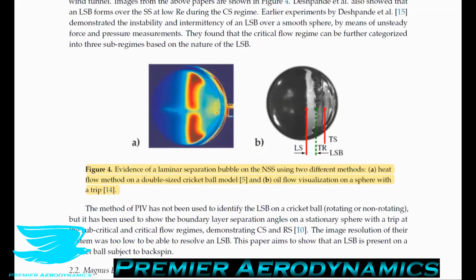And one point of contention that they had for cricket ball aerodynamics was whether a laminar separation bubble actually occurs on a cricket ball. To figure this out, some researchers looked into a couple of different methods. They looked at the heat flow method, which is where you look at the heating of the ball, and also oil flow visualization. Both of those are really good techniques, and they found that, yeah, they do actually occur. Laminar separation bubbles do occur on the non-seam side, where the surface is smooth, and then you get that transition to turbulence in not a very abrupt way.